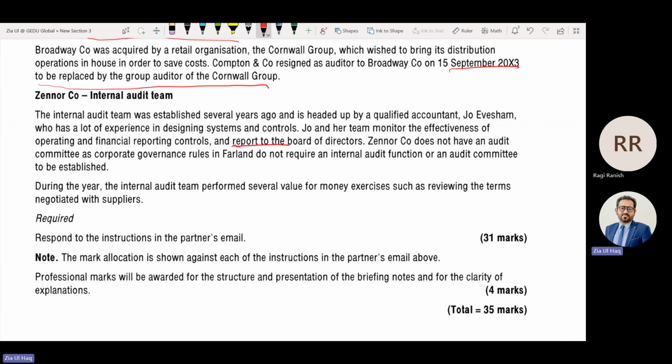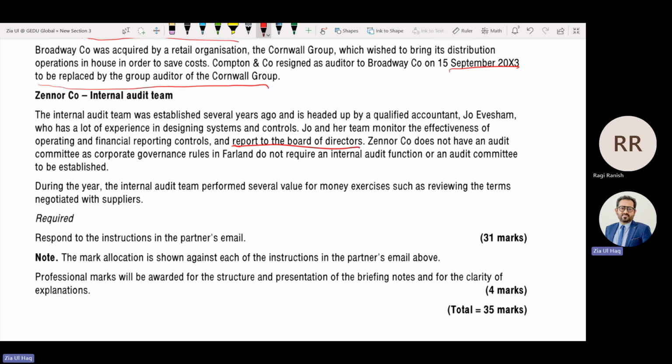If the internal auditor reports to the board of directors, he will not be working independently. To whom should he report? To the audit committee, to maintain his independence. This means the internal audit team is not independent. He's working under the directors, meaning management influence. Zanner Company does not have an audit committee, as corporate governance rules in Farland do not require an internal audit function or an audit committee to be established. It is not required. This means it would not be effective even.